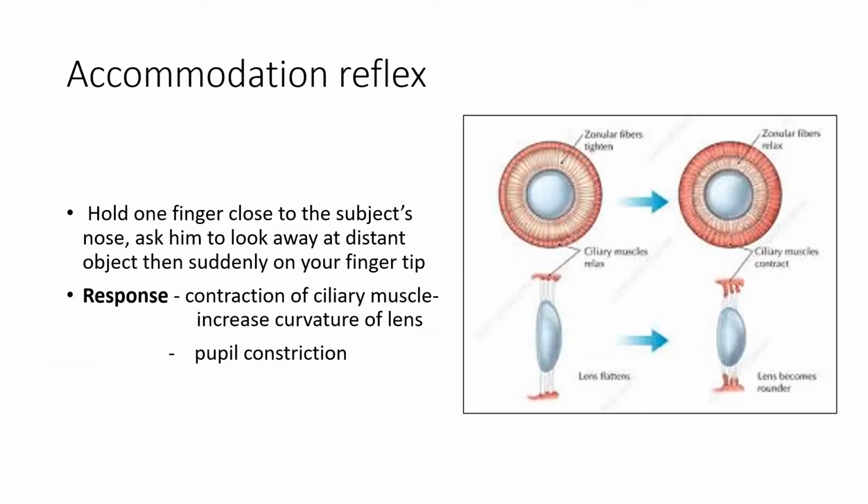Accommodation reflex. Hold one finger close to the subject's nose and ask him to look at a distant object, then suddenly look at your fingertip. So he will accommodate. And what are the responses? Contraction of the ciliary muscle, increase in the curvature of the lens. As you can see, the anterior curvature increases with pupil contraction. So this is the accommodation reflex. You can see the convergence of visual axes and pupil constriction in this reflex.